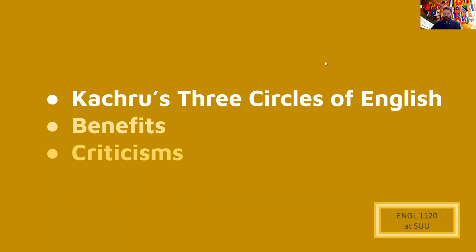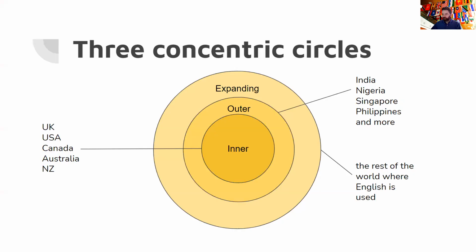In this video, we want to give a quick discussion to the concept of world Englishes. We're going to talk about Kachru's three circles, or concentric circles, of English, and then we'll discuss the benefits and the criticisms of this approach to viewing how English exists throughout the world.